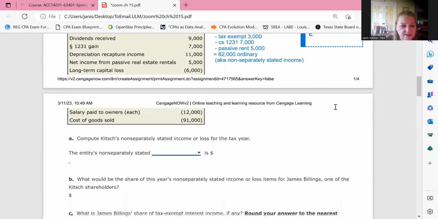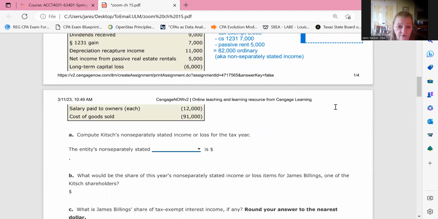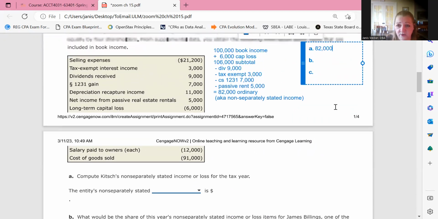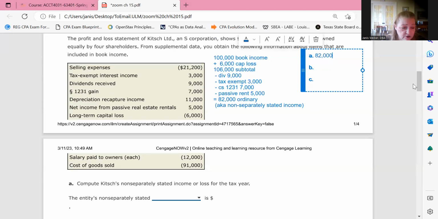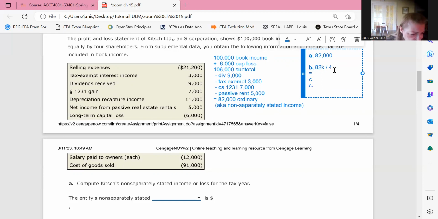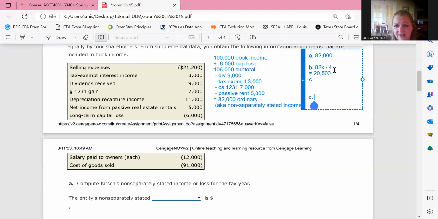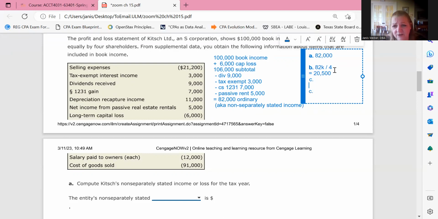We computed it. Then the next thing they asked us was, what would be the share of this year's non-separately stated income or loss for James Billings? Well, they told us that's one of the shareholders, and they owned equal shares. So we're just going to take that 82,000 divided by 4. And that's going to bring us to, what is that, 20,250? No, 20,500. Can't divide, because too many calculators and tax programs and all kinds of things cause me not to be as good at calculating as I used to be.